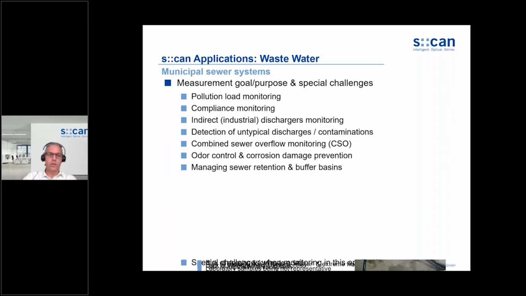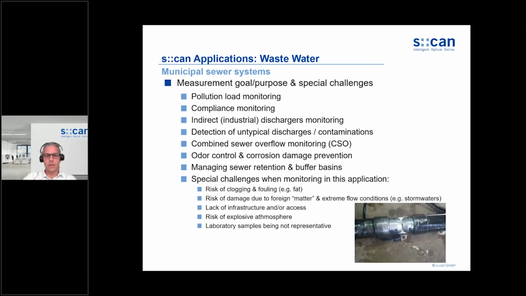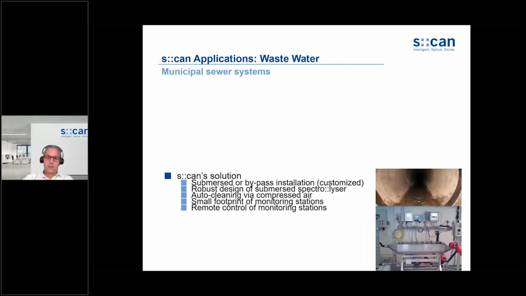What are the special challenges here? The special challenges when monitoring in this application are the risk of clogging and fouling, e.g. FOG can cause window fouling. The risk of damage due to foreign matter and extreme flow conditions, we will come to this. Lack of infrastructure and access, risk of explosive atmosphere, and laboratory samples not being representative.